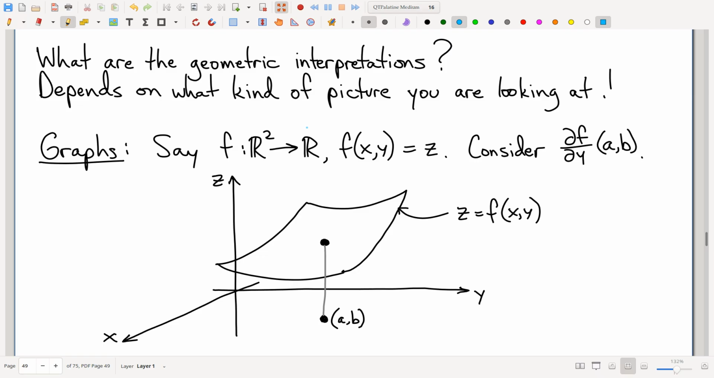So here's example number 1. If I want to geometrically interpret a partial derivative, I want to make sense out of that calculus. What does it look like geometrically? Well, I need to know what kind of picture. Right, so we're going to start off thinking about graphs. You'll notice here what we're looking at, this surface is described as a graph.